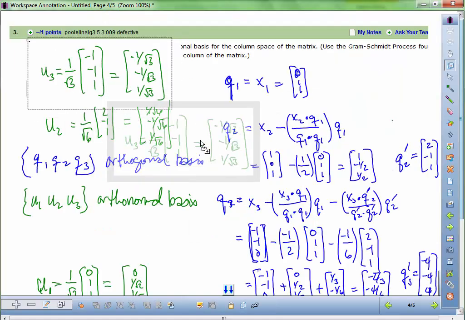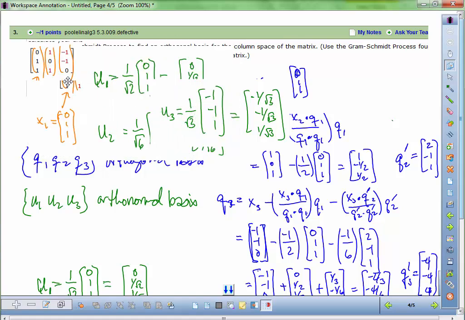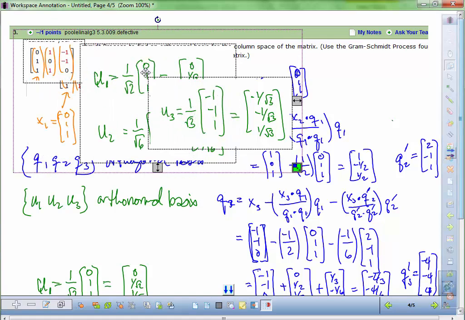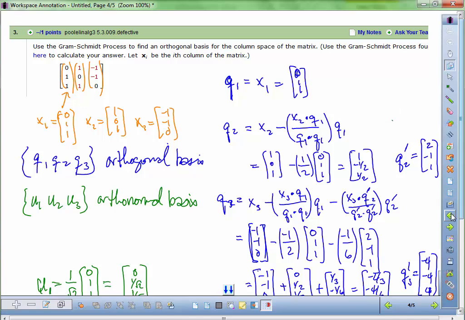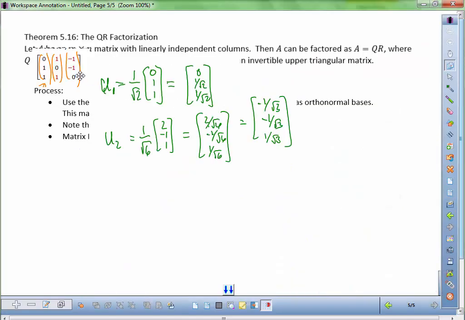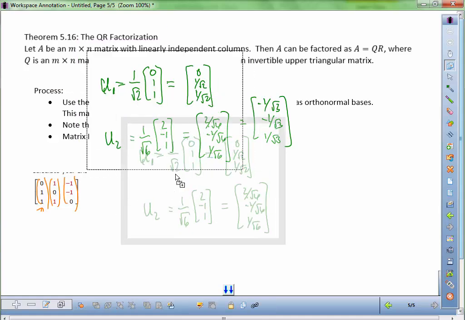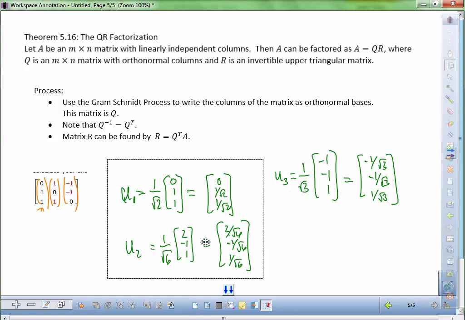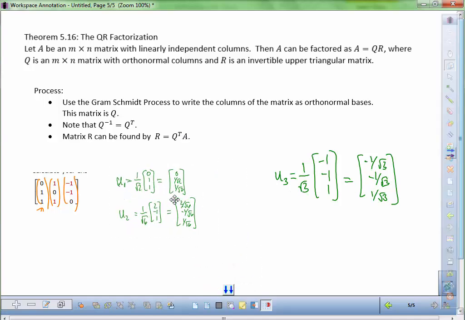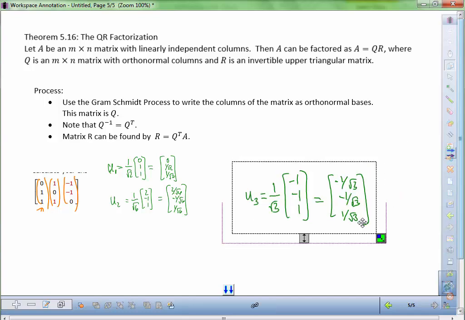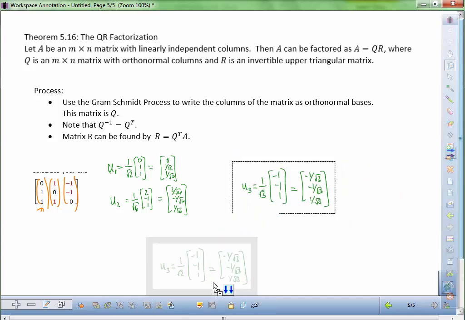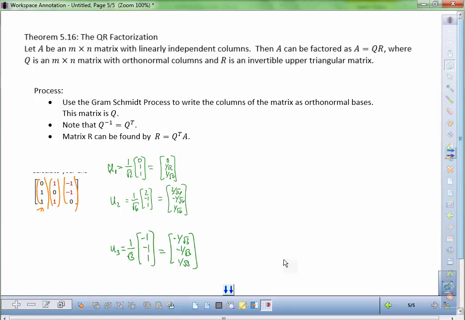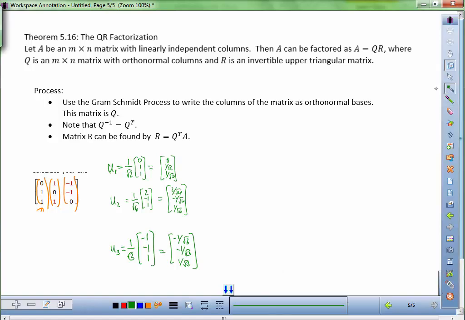So we have these results here. It's a big mess right now, but I'm going to fix it up. This is our matrix A, and the U1, U2, U3 provide information about the columns for our Q. So we want to find out what R is equal to, and then we should probably do the multiplication.